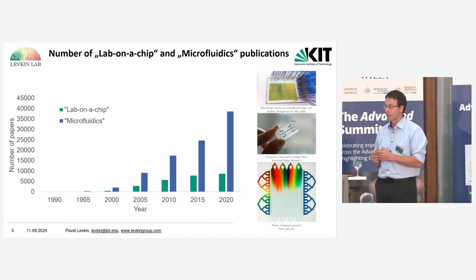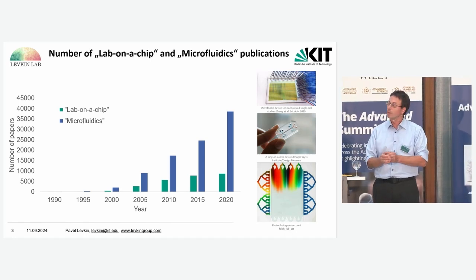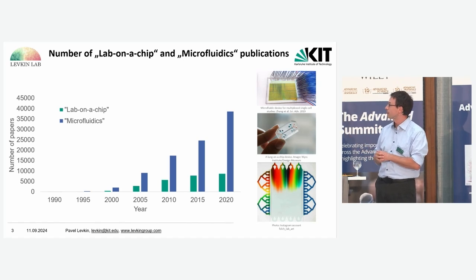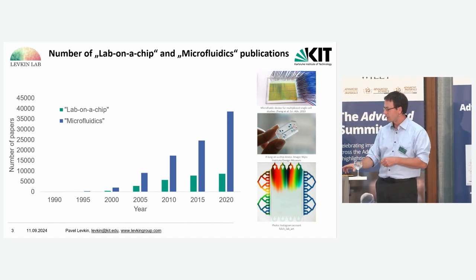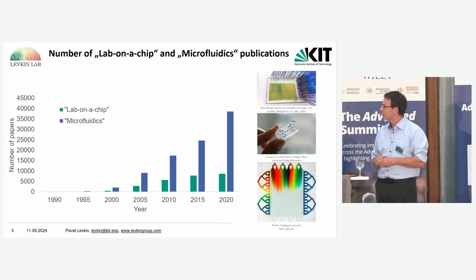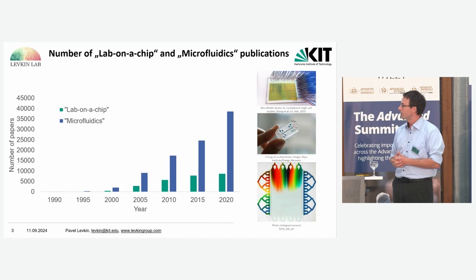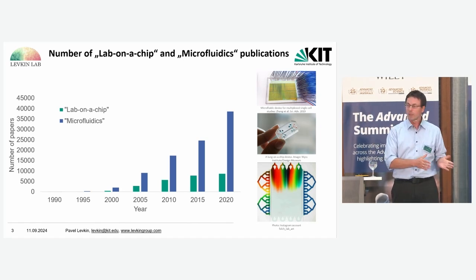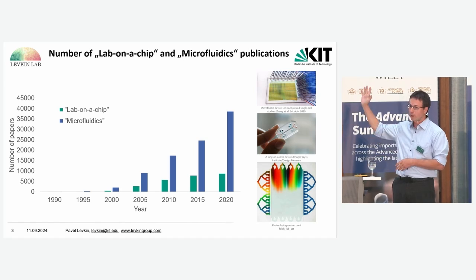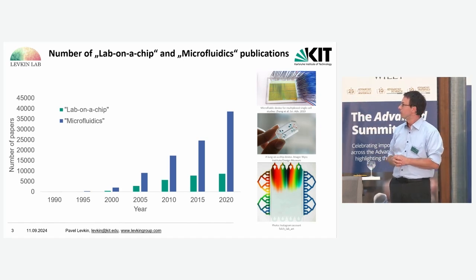And in fact, scientists have been working in this field trying to miniaturize biological and chemical experiments. On this graph you can see the number of papers increased from a few hundred papers citing or mentioning lab on a chip and microfluidics in 2000 to tens of thousands of papers in this field per year nowadays.